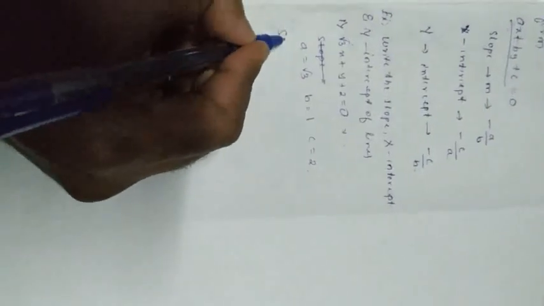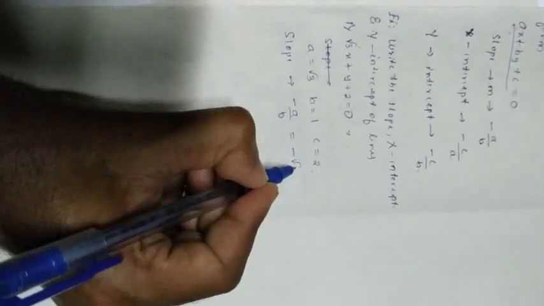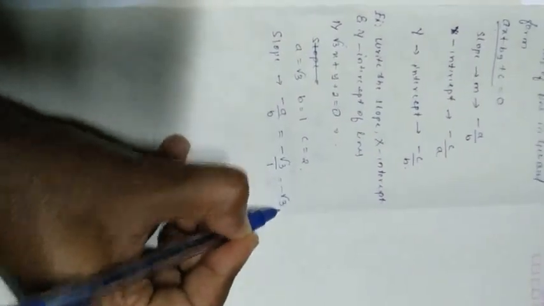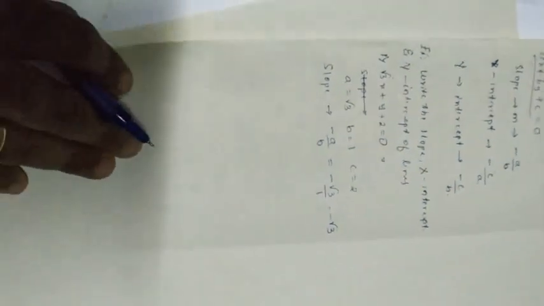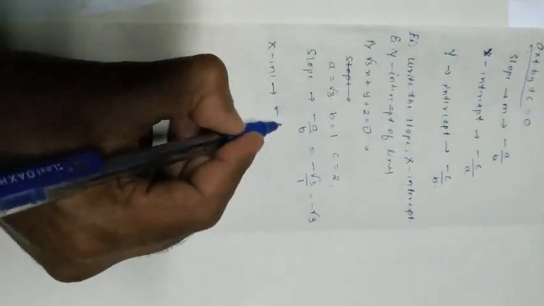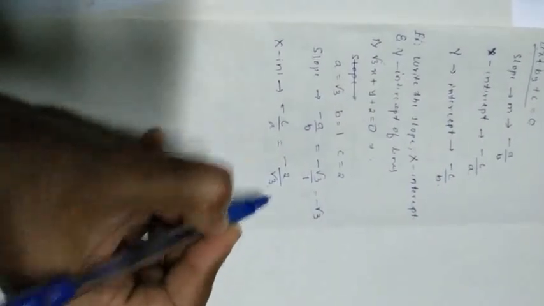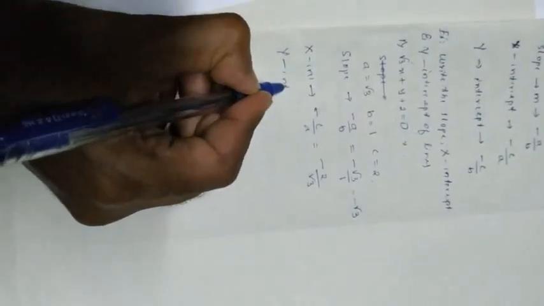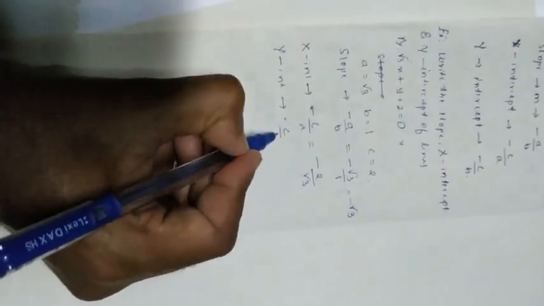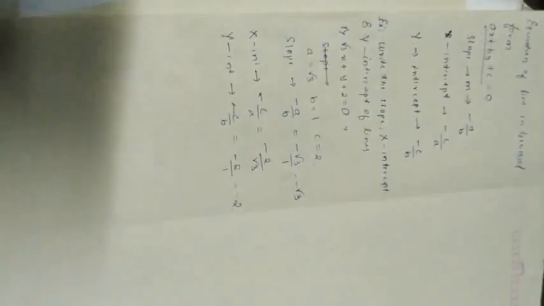We already know how to find the slope. The formula is minus a divided by b, that is minus root 3 divided by 1, which gives minus root 3. Next, the x-intercept is minus c by a, that is minus 2 divided by root 3. The y-intercept is minus c divided by b, that is minus 2 divided by 1, which is minus 2. So this is how to find the slope, x-intercept and y-intercept.